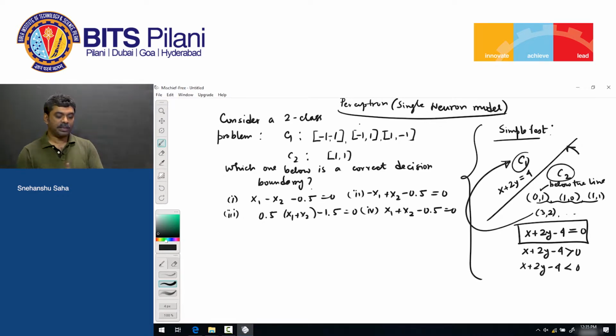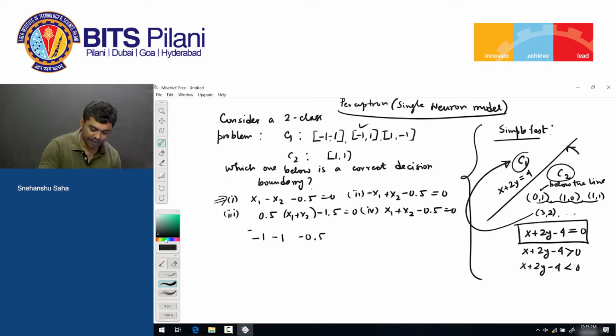So what do I do? Simple. I have my data points, so let's say I pick something, this is minus 1, 1, and I pick these guys. Let's say we are able to fit this. So this is x1 minus x2 minus 0.5, where x1 and x2 are your input. The coefficients of x1 and x2 are minus 1 and minus 1, and then there is 0.5. So this is your weight matrix.